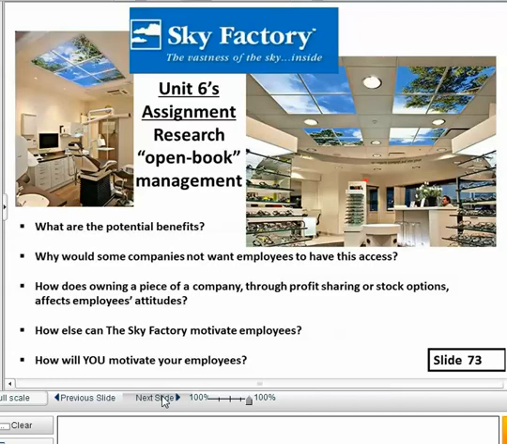Okay. Your assignment for this week, your case study, is on Sky Factory. Definitely an interesting business. You have several questions to answer about that, and then how they deal with their employees. And then, more importantly, you have the requirement to discuss how you intend to motivate your employees. Okay.